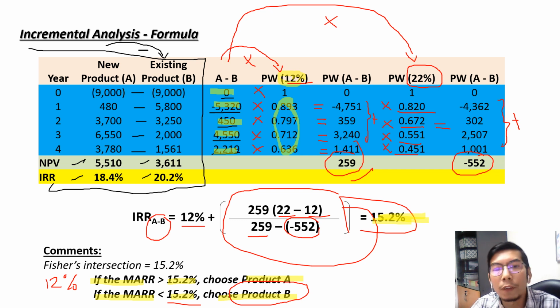Okay, so that's NPV and IRR. If there is a conflict between these two, you need to use incremental analysis to solve the conflict.